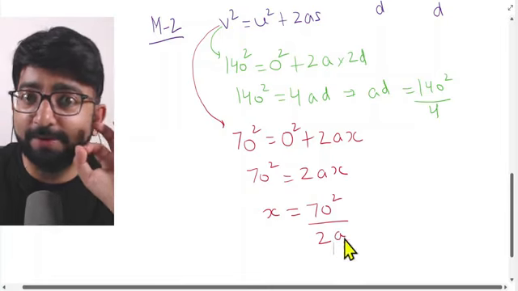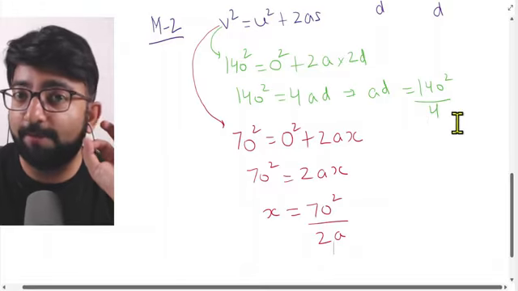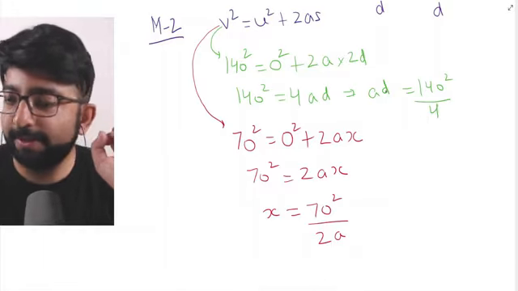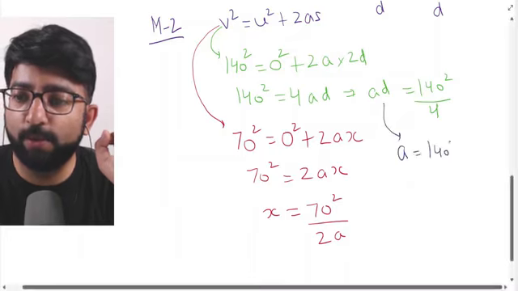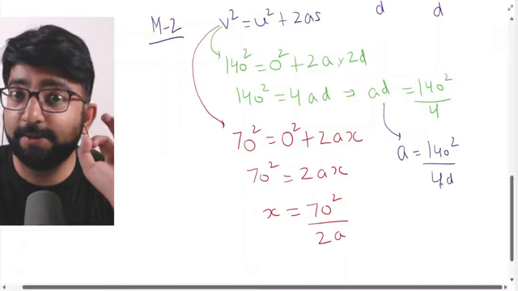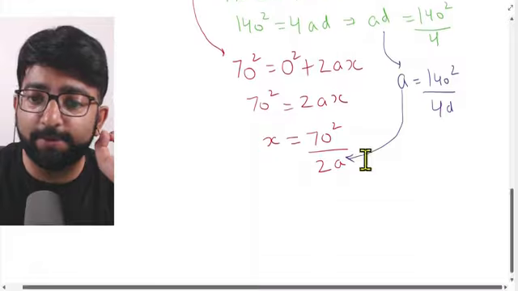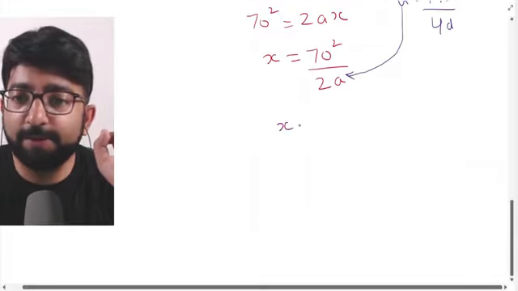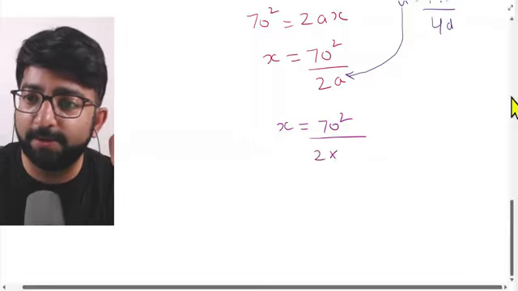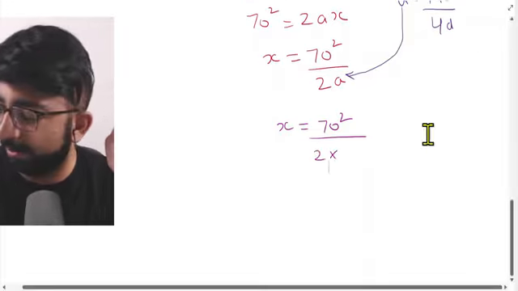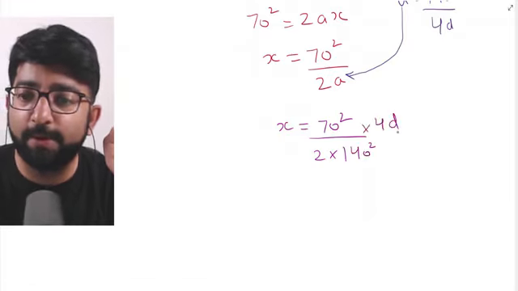Now the question has not given us the value of acceleration, but we had earlier deduced that a into d was 140 square by 4. From this expression, let us make a the subject. So we'll get 140 square divided by 4d as the value of acceleration, which can be put in our final expression. So let's continue simplifying this. The value of x will come out as 70 square divided by 2 multiplied by acceleration, which was 140 squared divided by 4d. So 140 square will go in the denominator, and the 4d will go in the numerator.